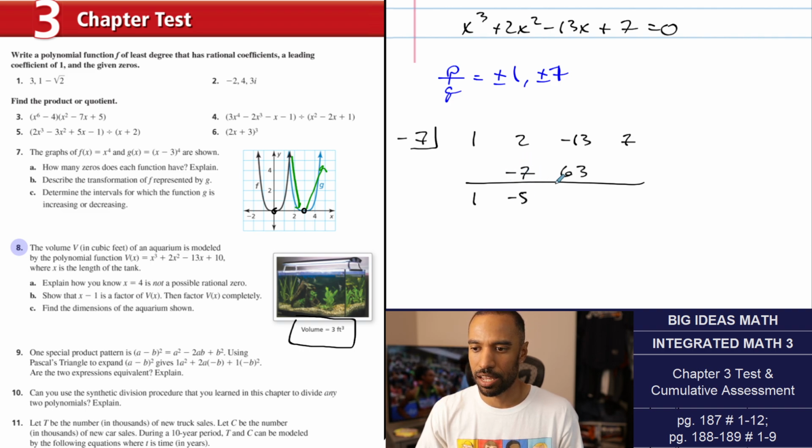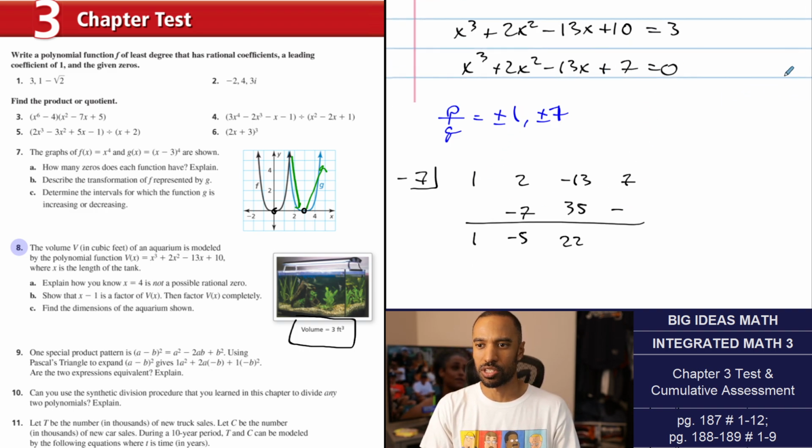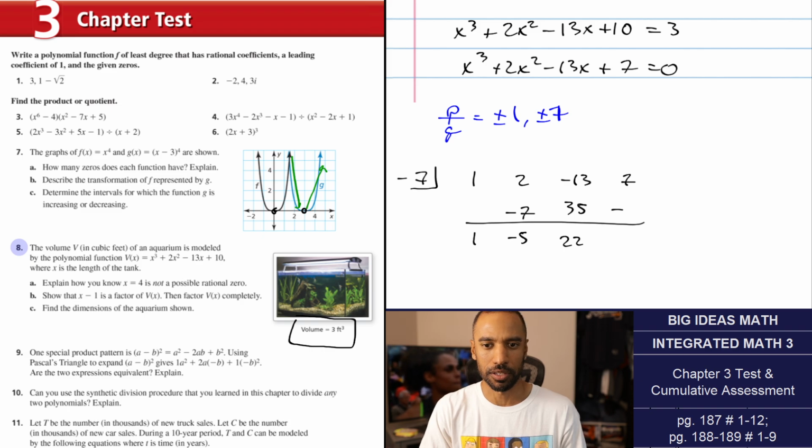Negative 7, negative 5, 35. Yeah, that's looking very moot here. 22 and negative. Yeah, that's not going to work either. So no rational solutions exist for this one. We have to go to the graphing calculator and take a look at what this problem is doing for us.